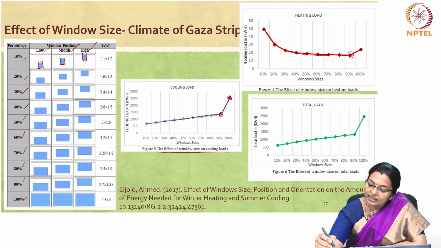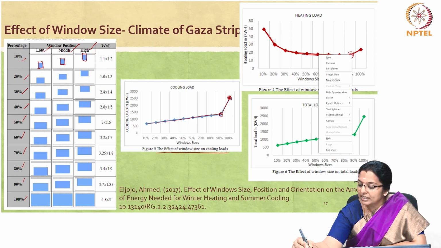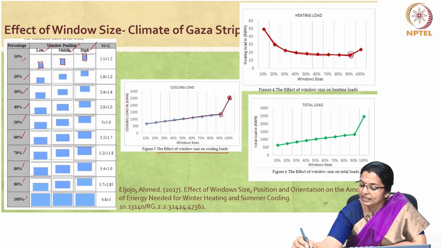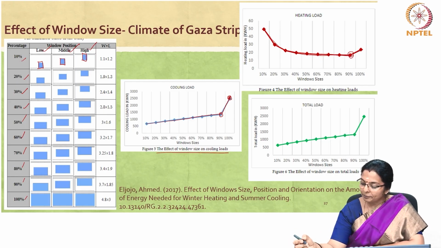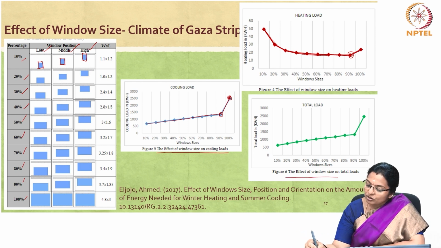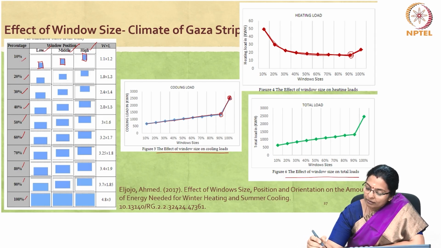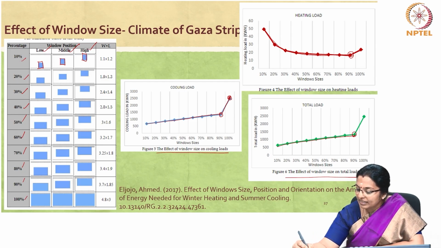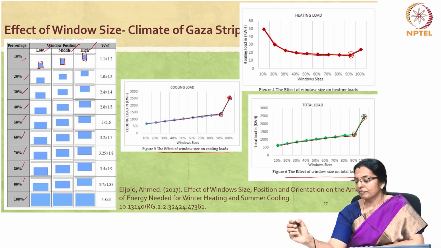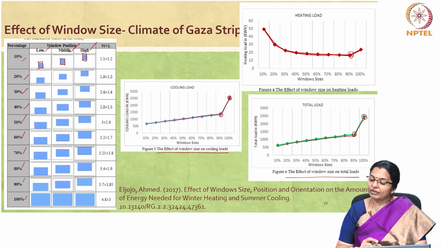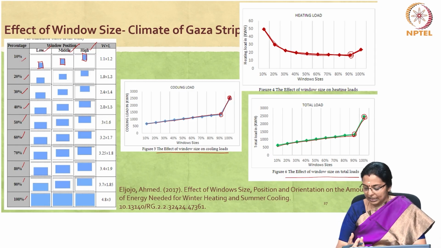There is a drastic reduction in heating load between 10% to 20%, and there is a sudden increase in heating load when the window opening increases from 90% to 100%. The effect of window size on total loads follows a similar pattern to that of the cooling load, where the total load increases gradually in a linear manner up to 90%, and then there is a drastic increase in the total load when the window size becomes 100%.